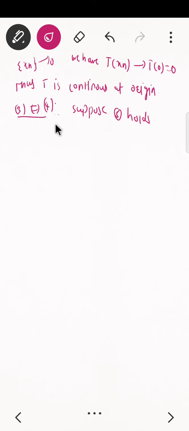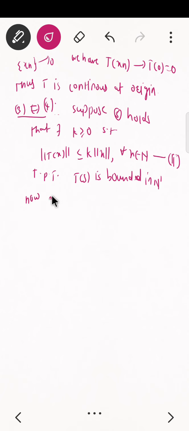So what is 3? There exists a non-negative real number k such that the norm of T of x is less than or equal to k times the norm of x for all x belongs to N. So what we have to show is that T of S is bounded in N dash. What is S? S is nothing but the closed unit sphere in N. How are we going to show that?